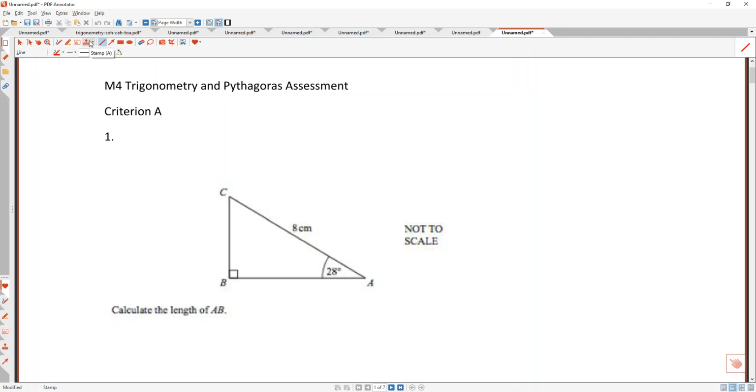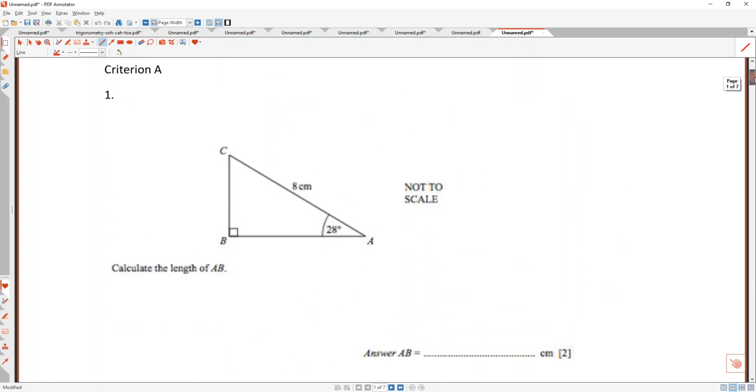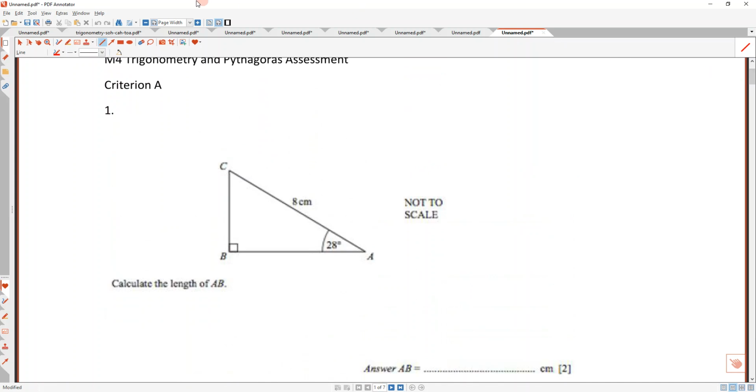Okay, so I'm going to go over the M4 Trig and Pythagoras assessment. I encourage you to go through this with your test beside you and also make any corrections that you need. Okay, so first thing I'm going to do, question 1, this is criterion A.